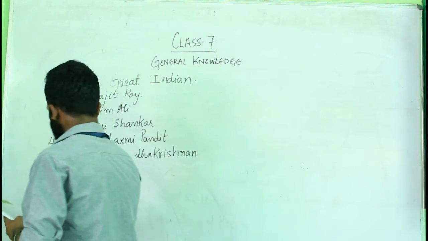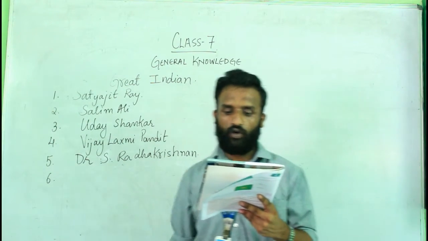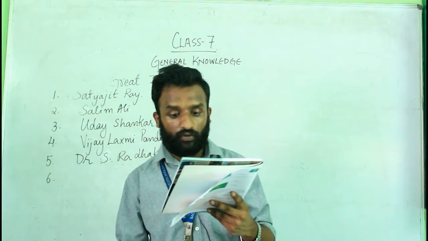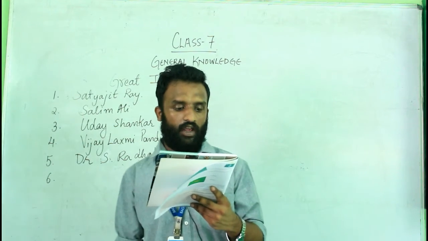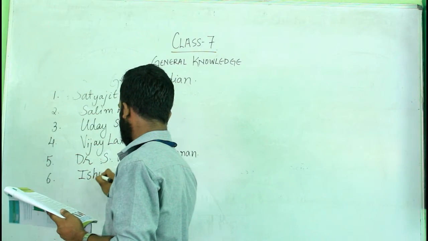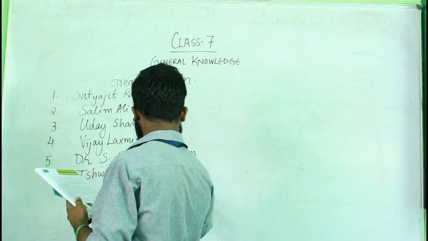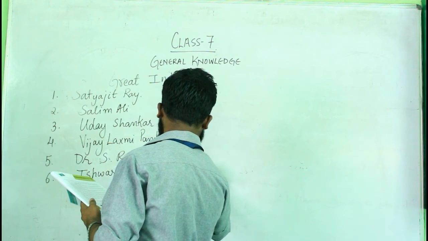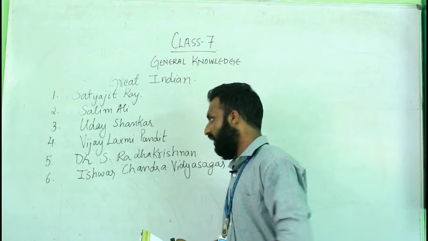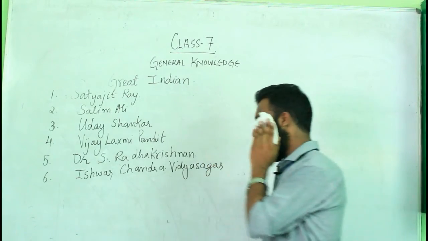Okay, number 6: he was an immense scholar and social reformer. He worked for the spread of education and improvement of the position of women in society. He fought for widow remarriage and against child marriage. So the answer for number 6 is Ishwar Chandra Vidyasagar.